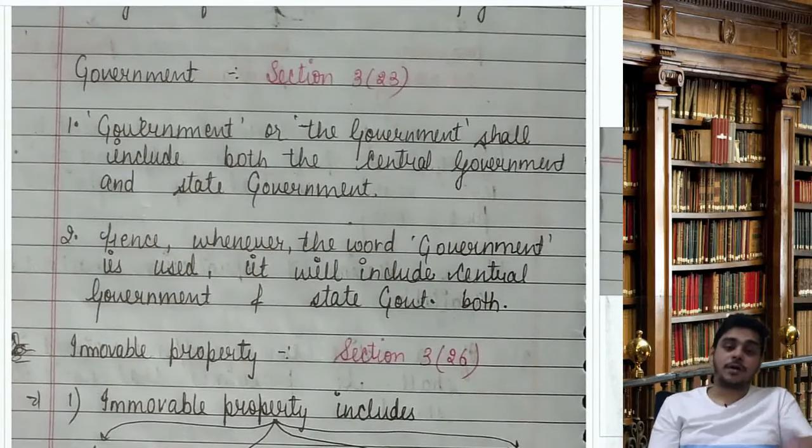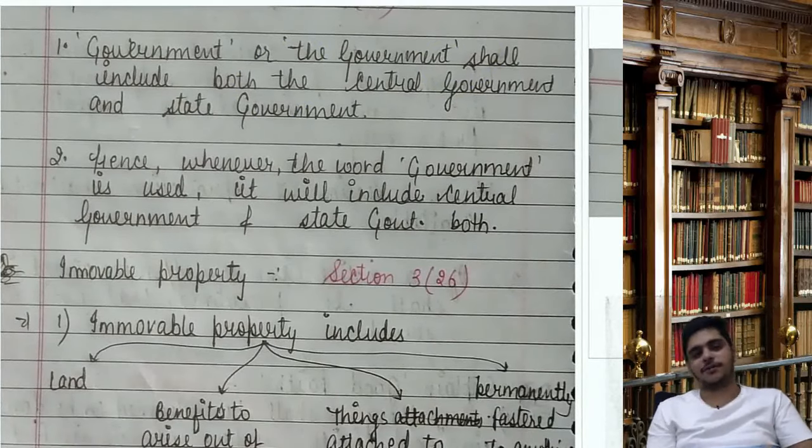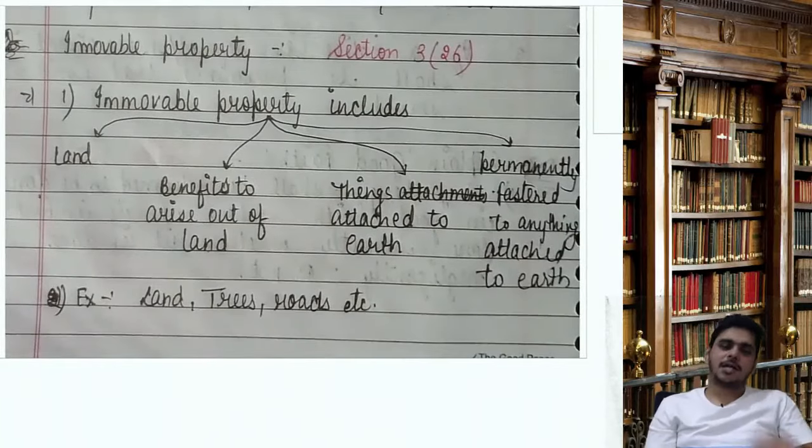Government. The word government or the government shall include both central government and state government. Whenever the word government is used, it will include both central and state government. Important answer. Immovable property. What does it say?